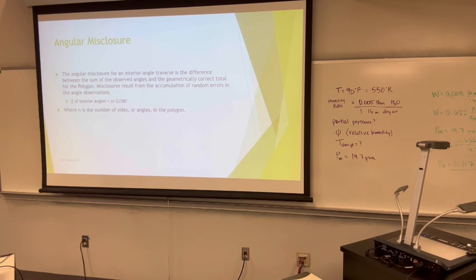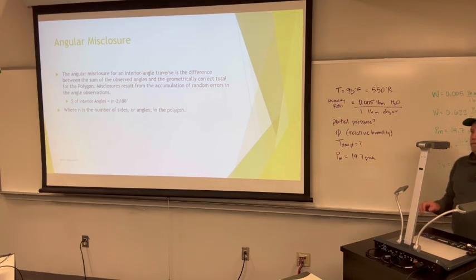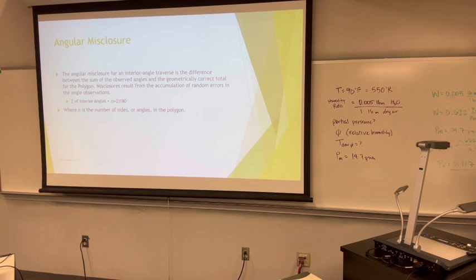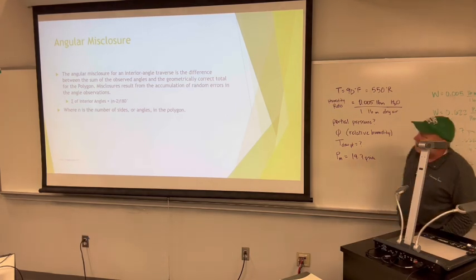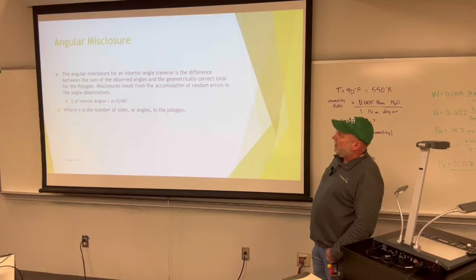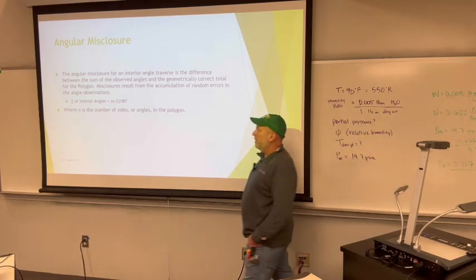Angular misclosure. Yeah, I was going to jump ahead to this a while back. The angular misclosure for an interior angle traverse is the difference between the sum of the observed angles and the geometrically correct total for that polygon. The misclosure results from the accumulation of random errors in angle observations. So, what is the geometrically correct total for the polygon? I'm glad you asked. We have a little equation for that.